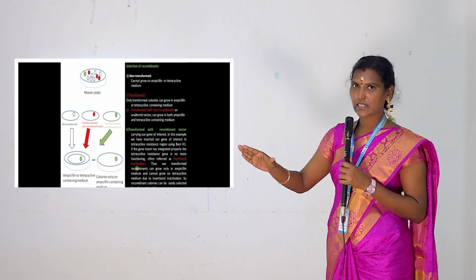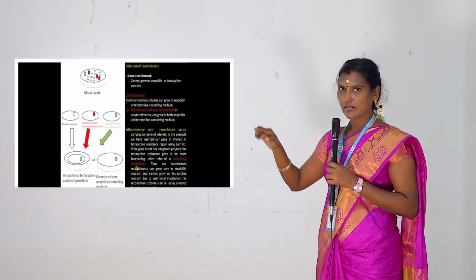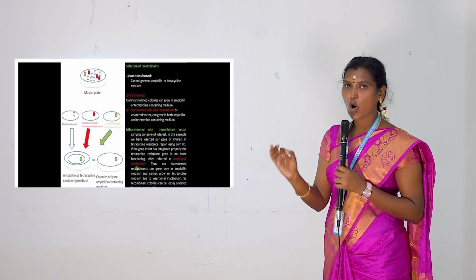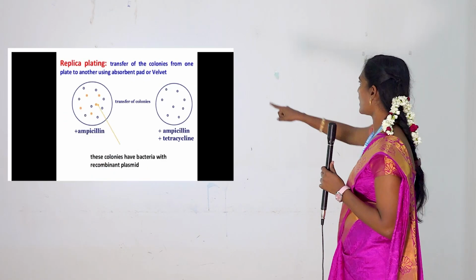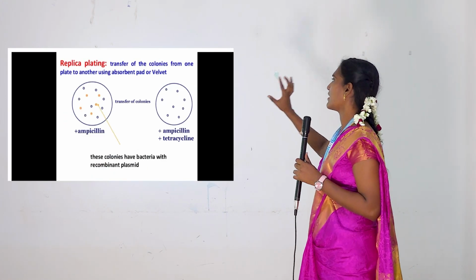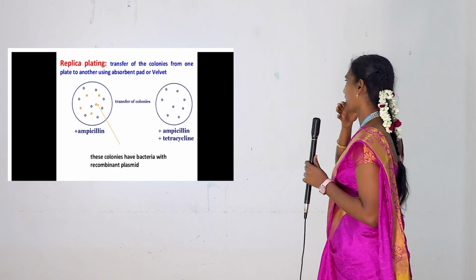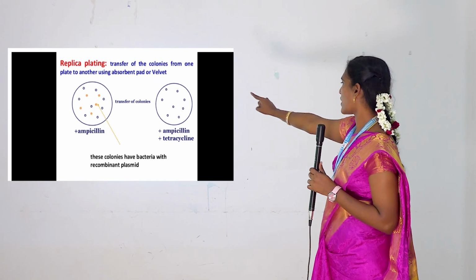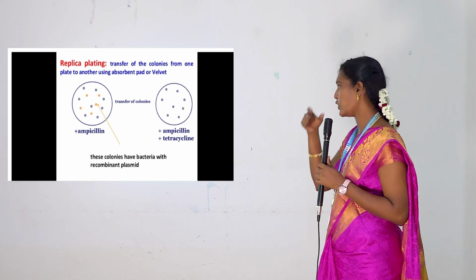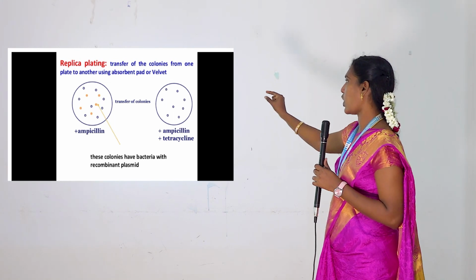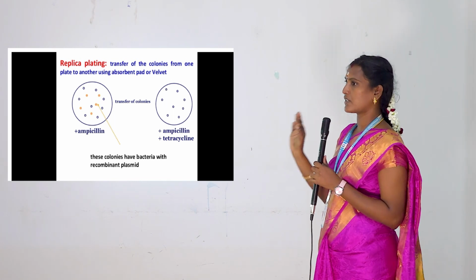Based on that we can select: the cells which are not growing in tetracycline are said to be transformed with recombinant vector. Next, based on replica plating we can easily pick up the colonies containing recombinant vector. This one is ampicillin. Here these orange colonies are the cells containing plasmids with our gene of interest, that is, transformed colonies with recombinant plasmid. This orange one is just transformed colonies.